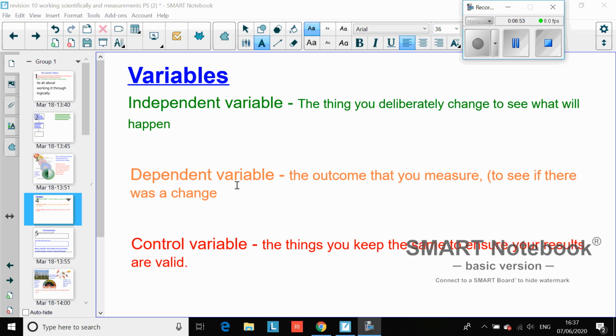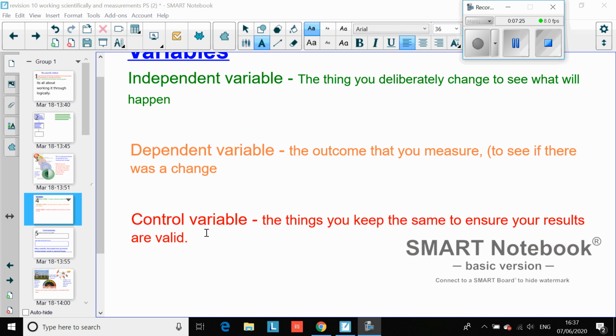So the dependent variable, that's the outcome that you measure. So how would you measure this? Okay, so maybe you would measure how fast someone can run 100 meters in these different shoe types, to see if there was a change. So that would give you: changing this causes this. Okay, so changing the shoe type will change the speed at which you can run. Okay, however, you need to consider one other thing, control variables.